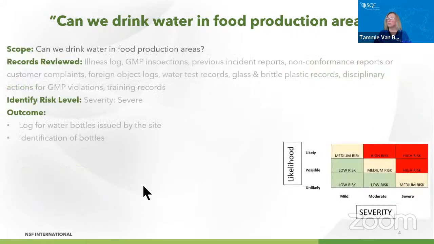And then we moved into what records we would review. So we had illness logs, GMP inspections, previous incident reports, non-conformance reports or customer complaints, foreign material logs where we've identified that as a potential issue, water test records, glass and brittle plastic records, any disciplinary actions for GMP violations, and any training records that we might want to take a look at. And then we got to the severity risk. We decided it was pretty severe with having water at the workstation.